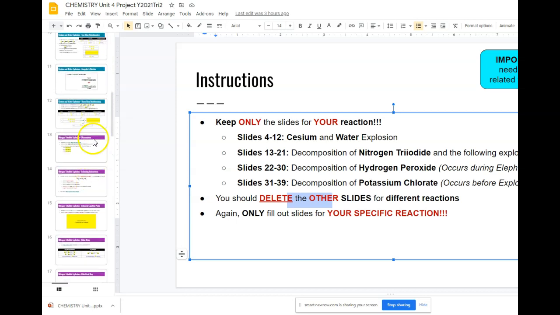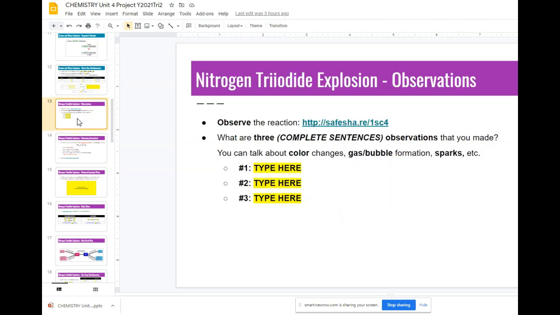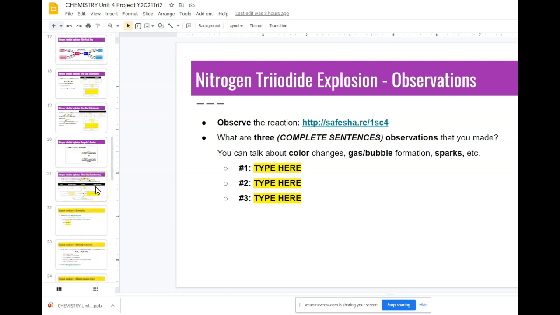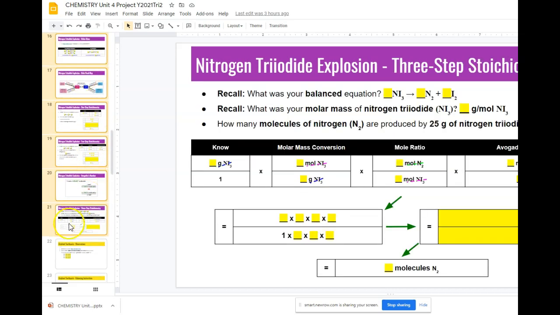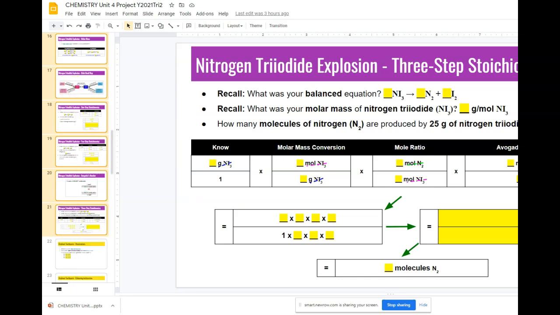So I'm going to show you how to delete slides. Again, to delete slides, you can click on the first slide of a section. So if I want to get rid of purple slides, I would click the first slide here of the purple, scroll down to the last slide, and while holding shift, click that last slide. Okay, and you'll see that that highlights all of them. And then you can just right click and delete. Okay, so I'll put those instructions in the chat.